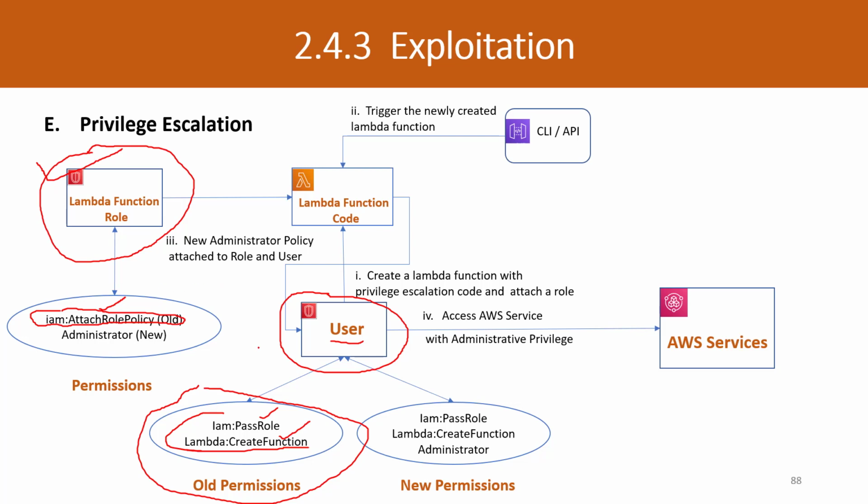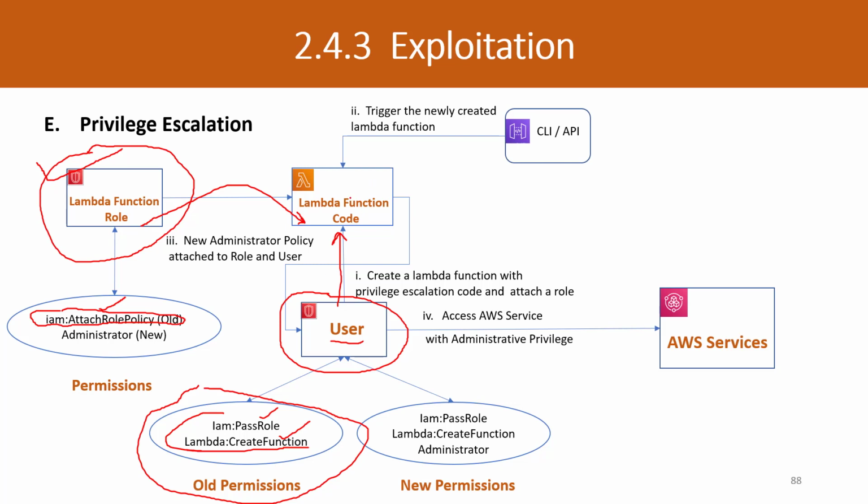Initially, this user can create a new Lambda function and attach this role to this Lambda function, because this user has create function permission as well as pass role permission. So this user can attach this role to this Lambda function. Now this Lambda function has the same policy which is attached to this role. That means this Lambda function can attach a role policy to any other role, or to any roles basically.